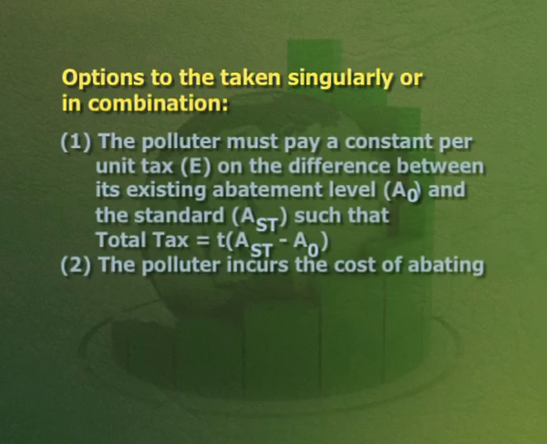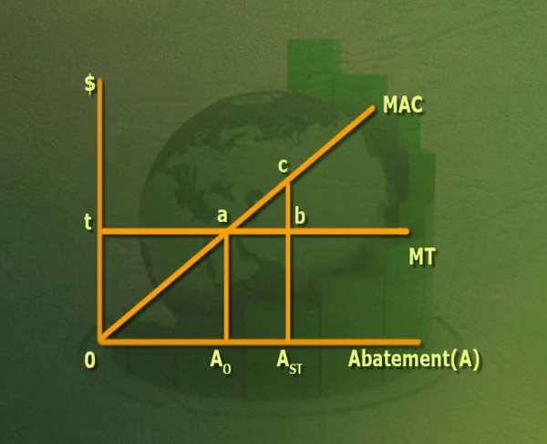Now we consider a policy that presents the polluter with the following options, to be taken singularly or in combination. Number 1. The polluter must pay a constant per unit tax T on the difference between its existing abatement level A0 and the standard AST, such that the total tax is equal to T times (AST minus A0). And/or number 2, the polluter incurs the cost of abating. The emission charge for a single polluter can be explained with the help of this diagram.